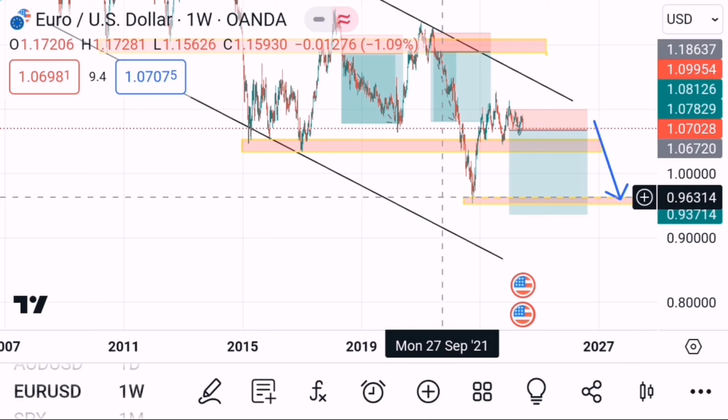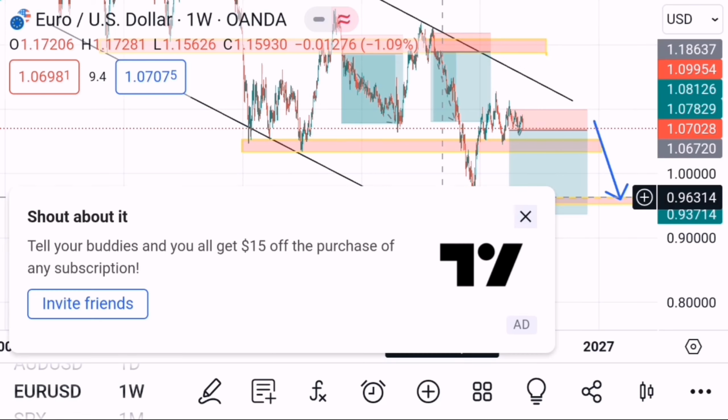What we are trying to show you is very simple. It's a very simple thing, guys. Just spot your lower lows and add your trend lines for more confirmation. The trend lines are just for more confirmation.